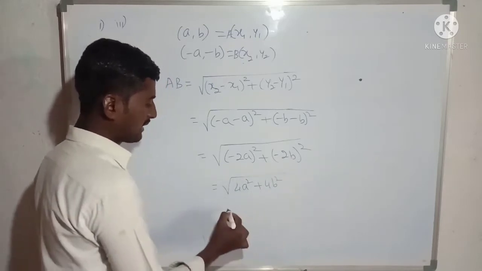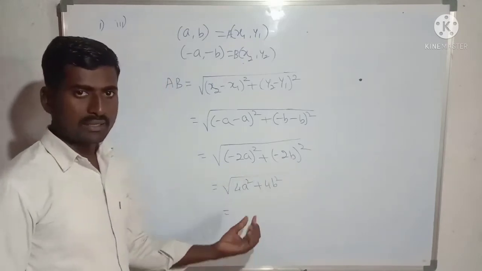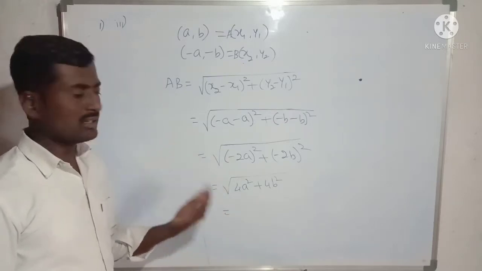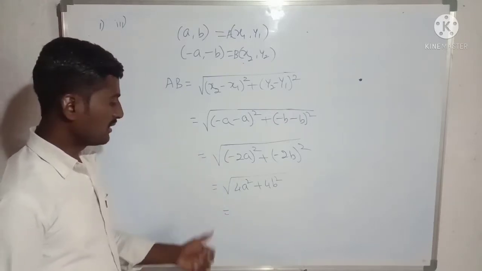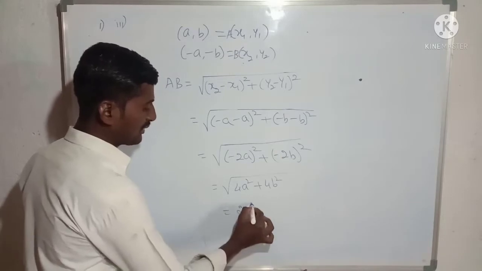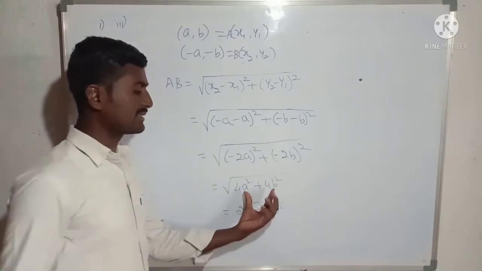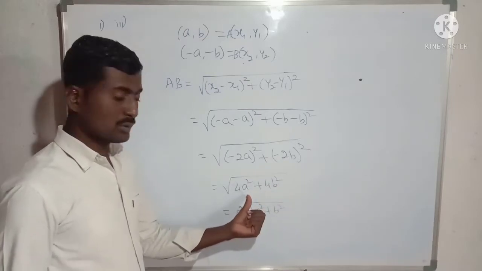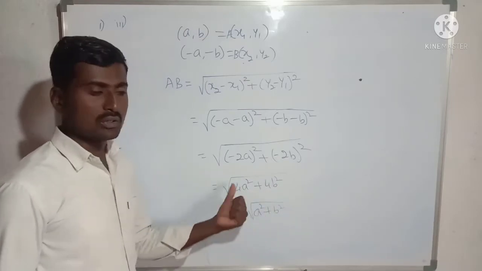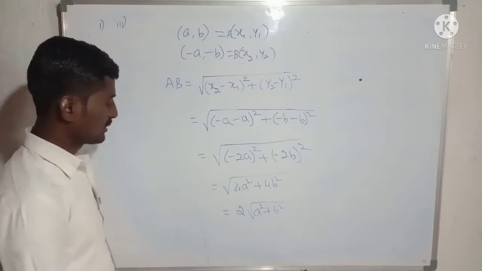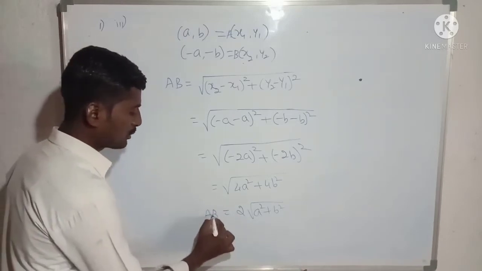Now let us take this 4 common, then you can send it to the outside. So it will become 2 root a square plus b square. Okay. So if you take 4 common, inside a square plus b square is there. So take it outside from the square root. Square root of 4 is nothing but 2. Okay. So this is the distance between the 2 points.